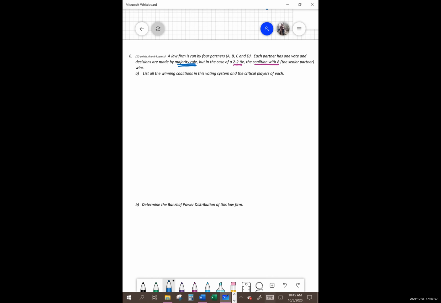So majority rule, well, there's 4 partners, right? And so majority to win would have to be, they need 3 votes. Okay, so list all the winning coalitions in this voting system and the critical players. Okay, so all the winning coalitions.